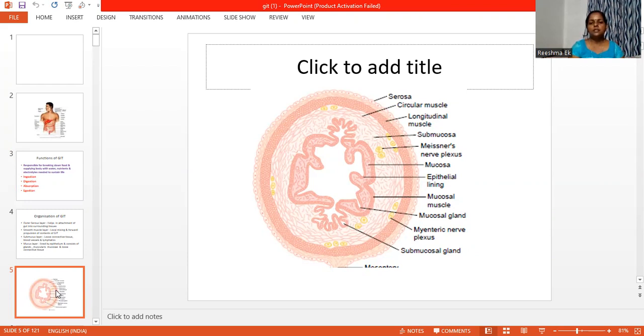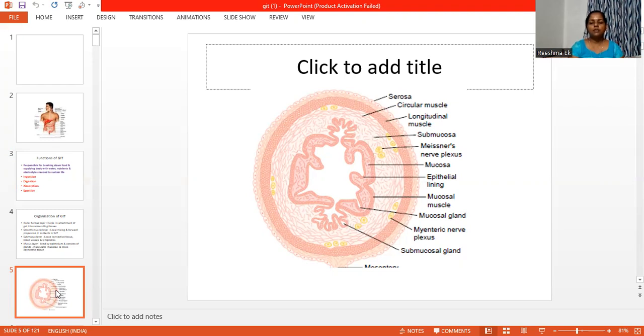Inner to the serous layer, there are two muscle layers. One is the longitudinal muscle layer and one is the circular muscle layer. The longitudinal muscle layer is seen outside and the circular muscle layer is seen inner to the longitudinal muscle layer. Then inner to the circular muscle is the submucosa, and inner to the submucosal layer is the mucosa or mucus layer.